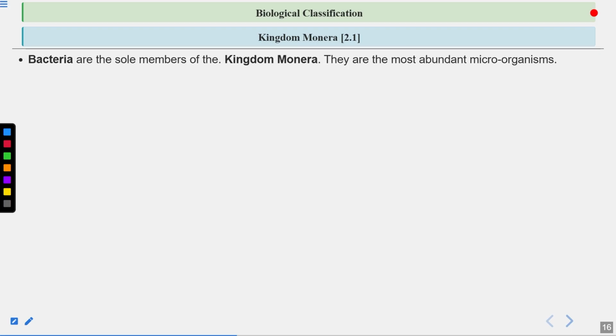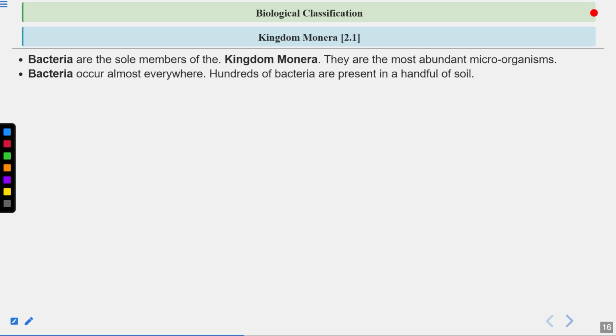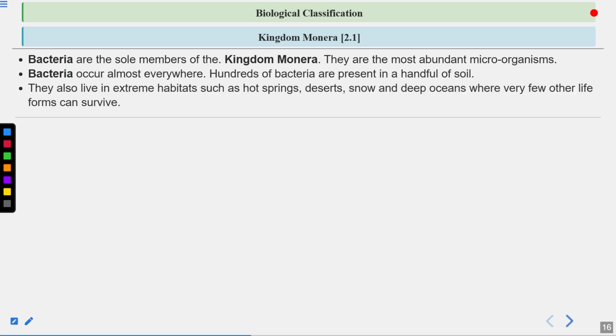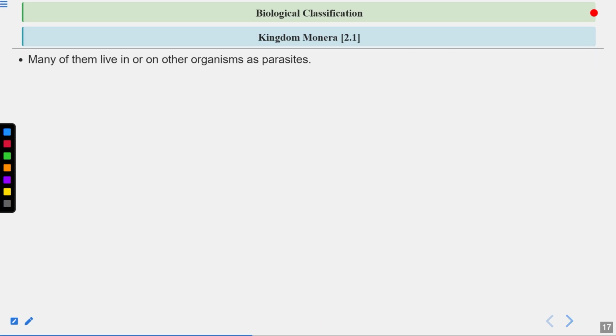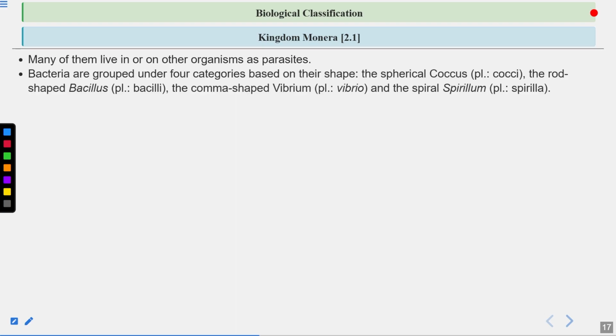Okay, let's talk about Kingdom Monera. Kingdom Monera consists of bacteria. Bacteria are abundant organisms. They are cosmopolitan, present everywhere. Bacteria can live in extreme habitats such as hot springs, deserts, snow, and deep oceans where other organisms cannot survive. Many bacteria are parasitic. They live in or on organisms as parasites.